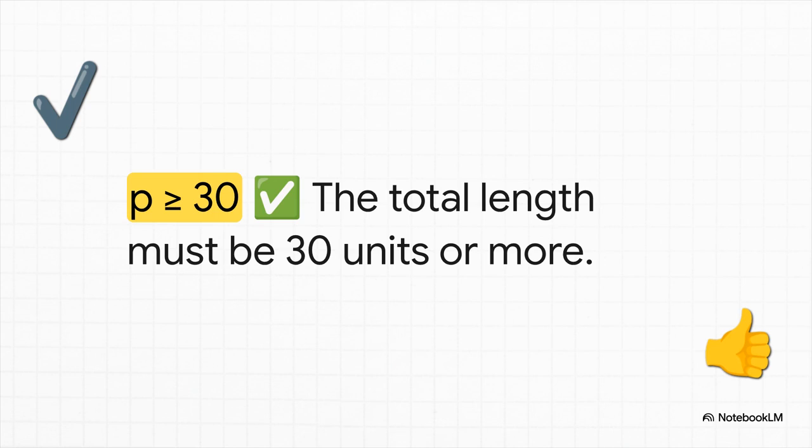So if the perimeter P has to be at least 30, we write P is greater than or equal to 30. Done. You could imagine this being a rule for, say, a dog run, to make sure the pup has enough space to get some exercise.